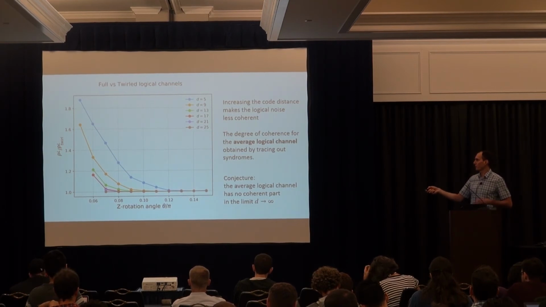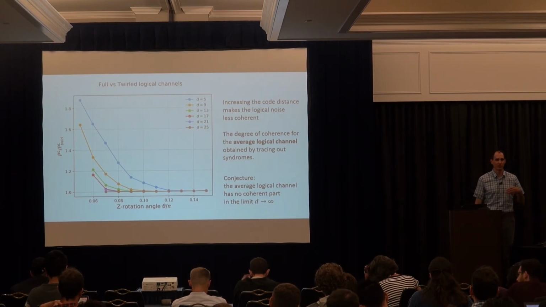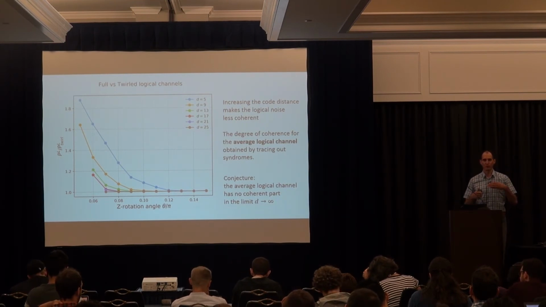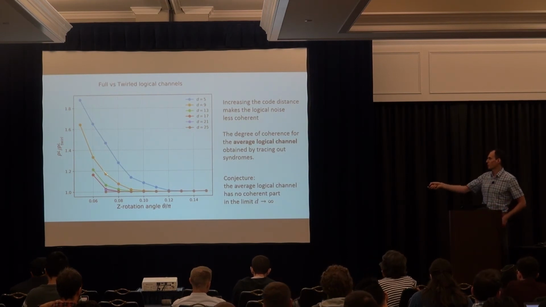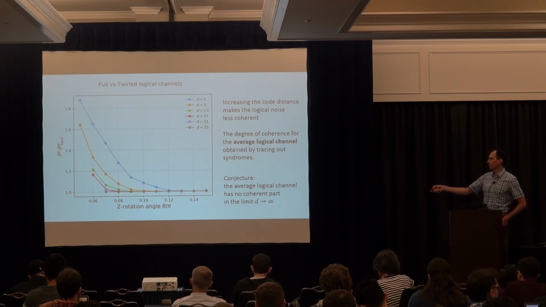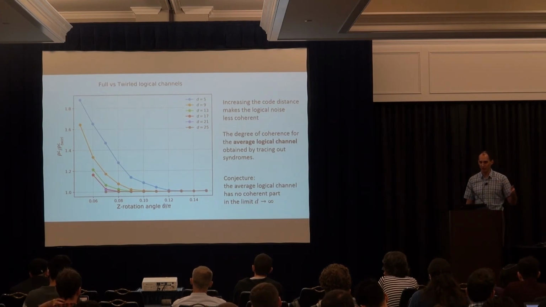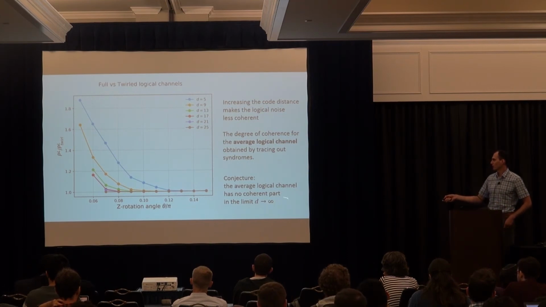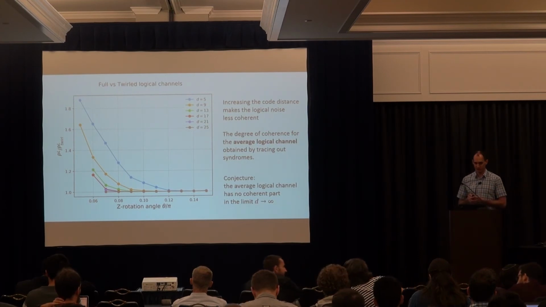We can do the same simulation for the average logical channel that I defined in the very beginning. Remember that for the average logical channel, we trace out the syndromes measured by the decoder. Here the story is similar, but as we increase the code distance, it appears that the logical channel becomes exactly a random Pauli noise. So it's natural to conjecture that in the limit of infinite code distance, the logical channel has no coherent part.